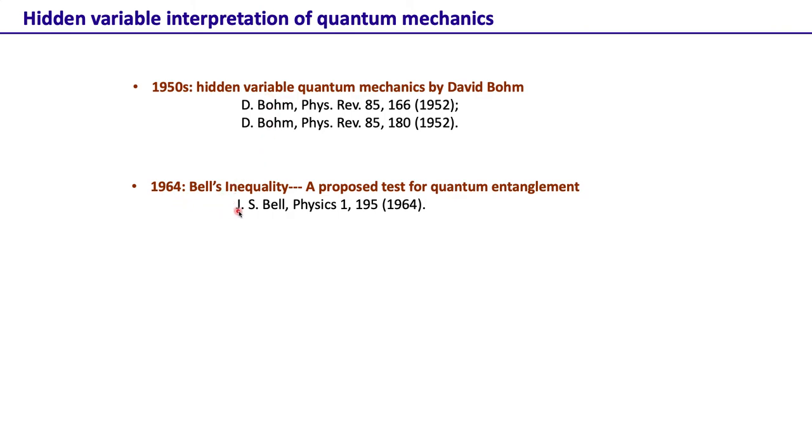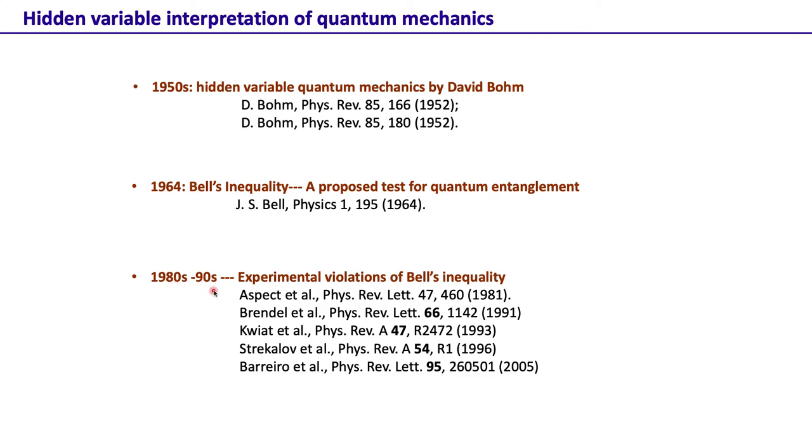So in 1964, John Bell proposed an inequality. And he showed through rigorous math that quantum mechanical results can violate this inequality, but hidden variable theories won't be able to violate it. And then in the 1980s and 90s, there were several experiments showing violations of the Bell inequality, basically showing that hidden variable theories cannot replace quantum mechanics. In fact, people are still making more and more complicated hidden variable theories, and then people are following that up with more and more updated versions of Bell inequality violation.